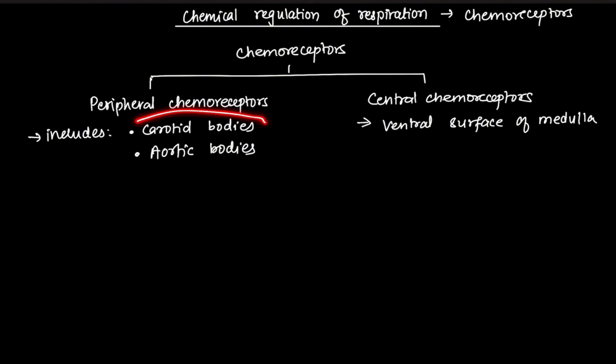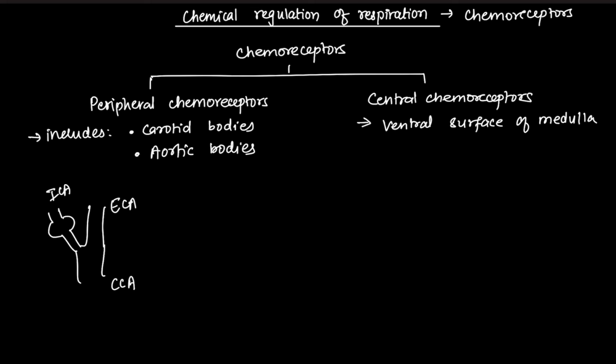Now if you talk about the carotid bodies, these are present at the level of the carotid artery, right? For example, if this is your internal carotid artery and this is your external carotid artery, you know that the internal and external carotid arteries combine together to form the common carotid artery. At the bifurcation point there are certain tennis racket like structures, and these are none other than the carotid body. Okay, so this is none other than the carotid body.